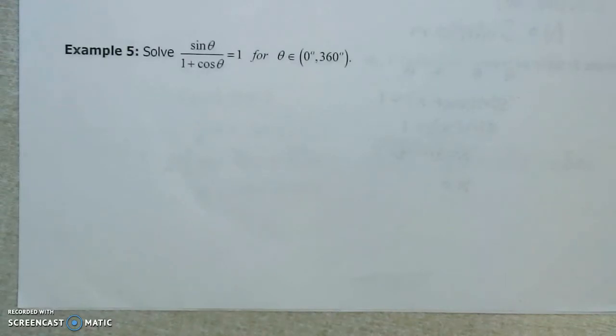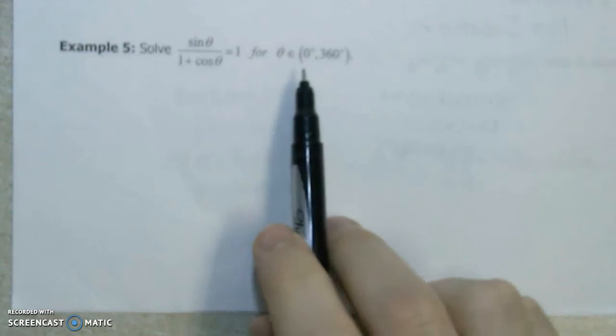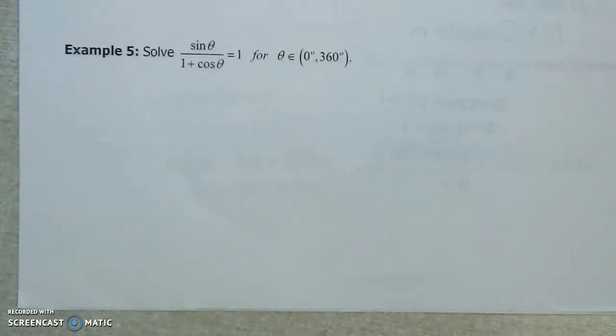Example 5, we are solving for theta. We want to find theta values that are between 0 and 360, but not including 0 or 360 because of the parentheses on them. Again, we've got an equation here where we've got two different trig functions, and it's not really possible to solve for theta if it's in two different trig functions. So you want to find a way to condense that down to one trig function.